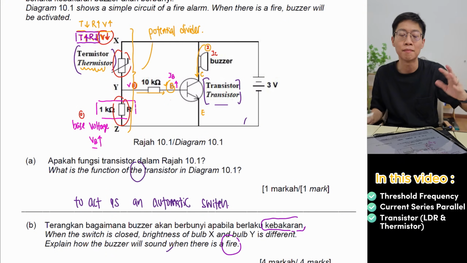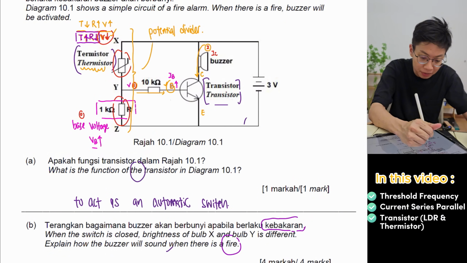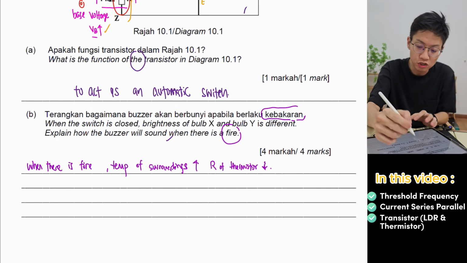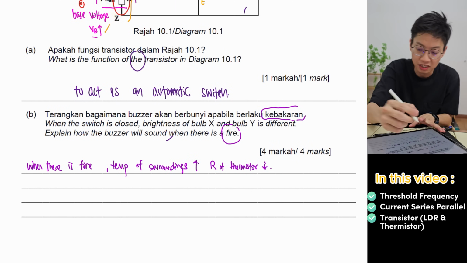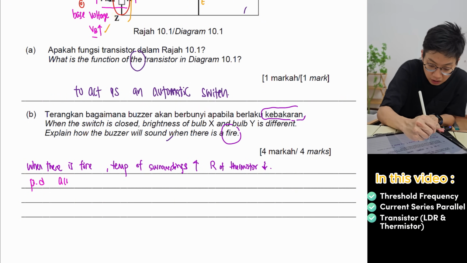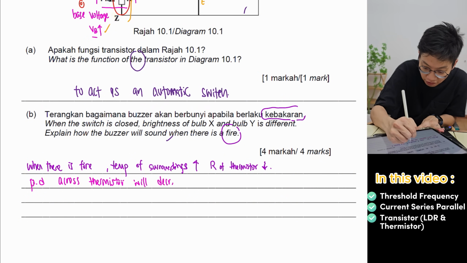Top and bottom are not the same. If the top becomes less voltage, then the bottom becomes high voltage. So they will always alternate. Okay, so when the resistance of the thermistor decreases, then we will say that the potential difference across the thermistor will decrease. Okay, do you understand, guys?